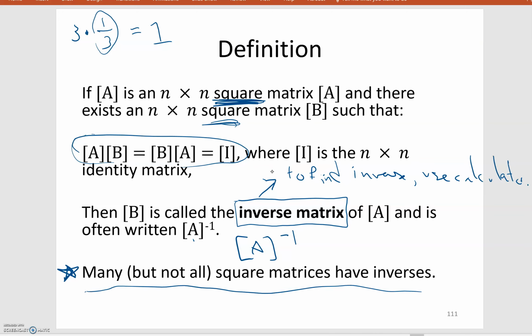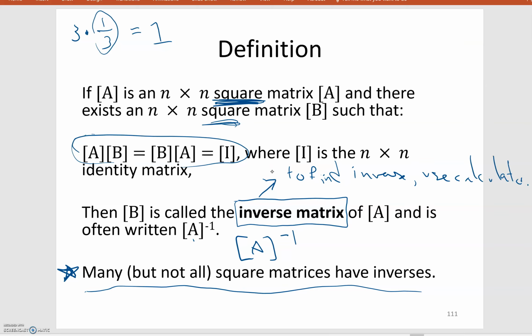So that's kind of different than the real number situation. Like, every real number has a multiplicative inverse except for 0, right? I mean, you can't compute 1 over 0. So real numbers are a bit different, but matrices have some conditions.